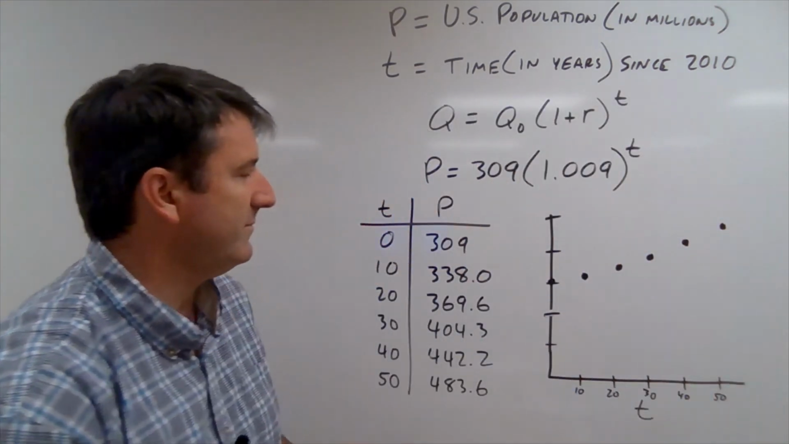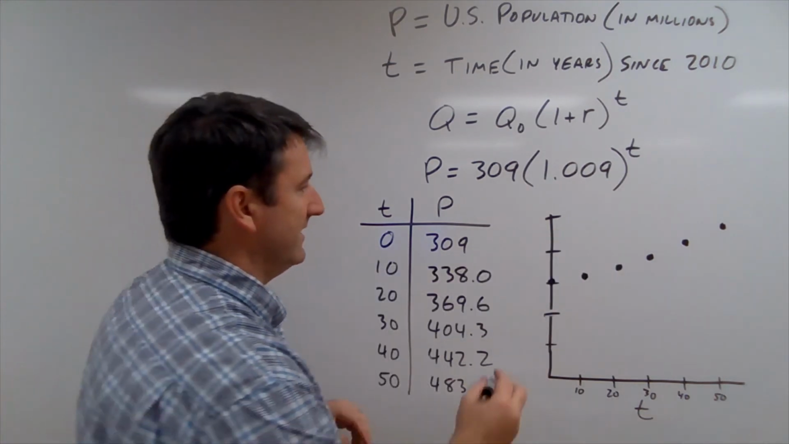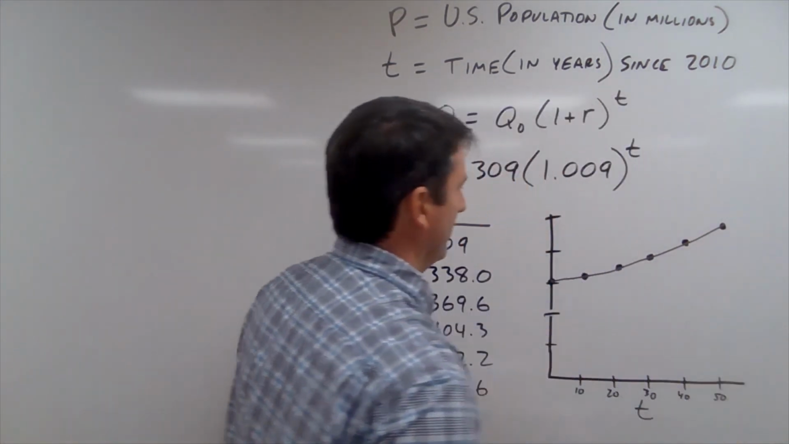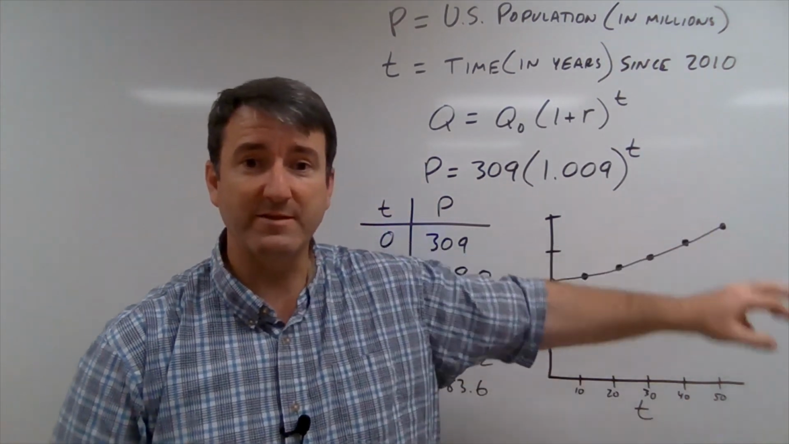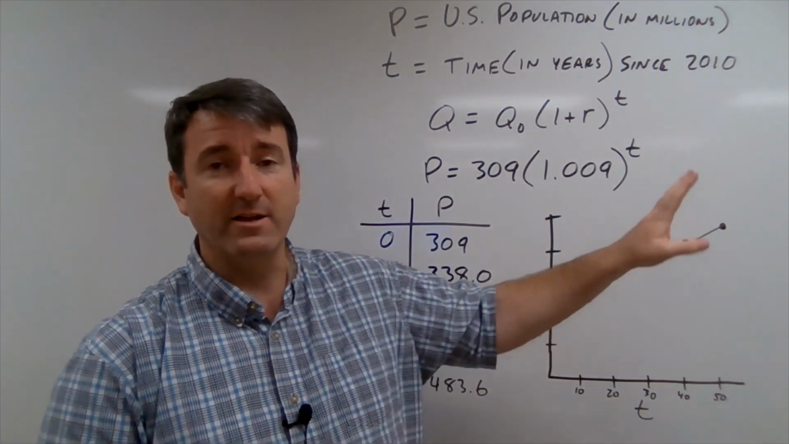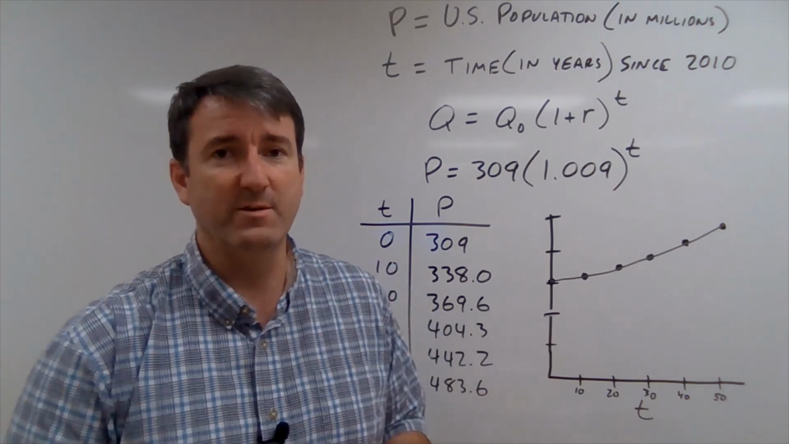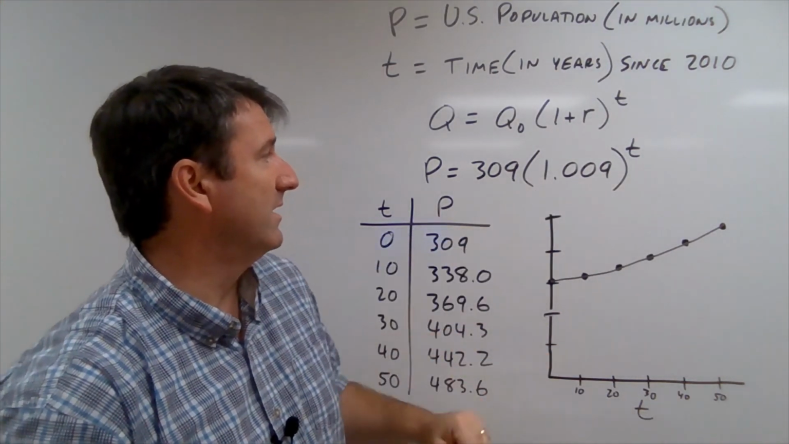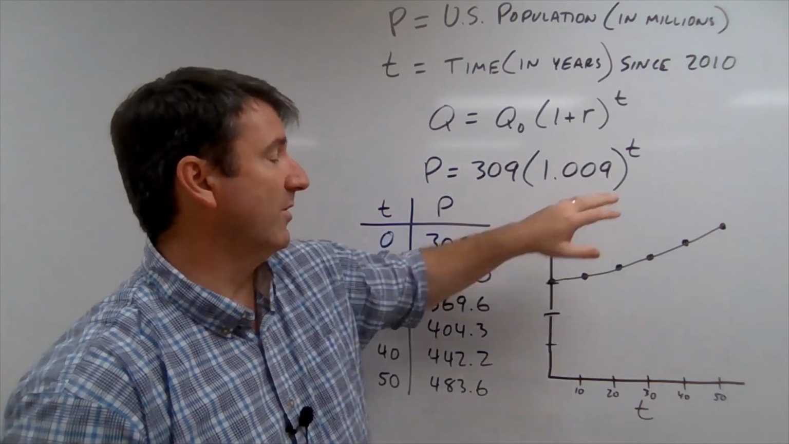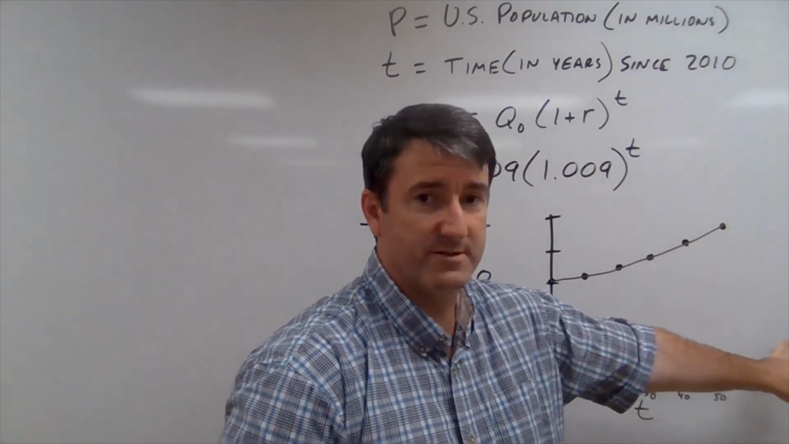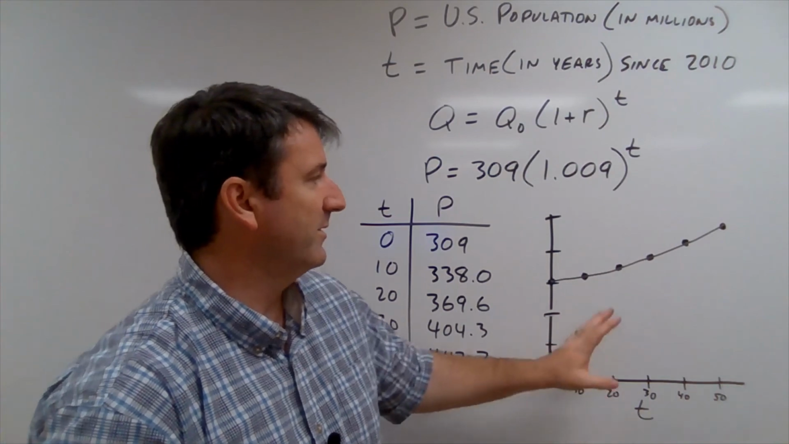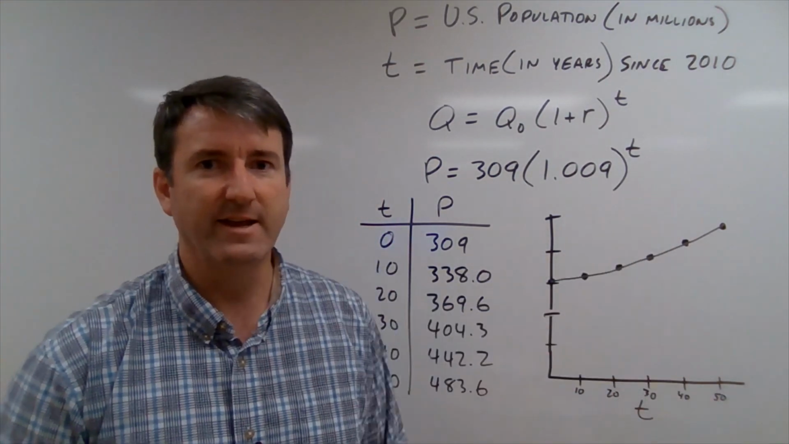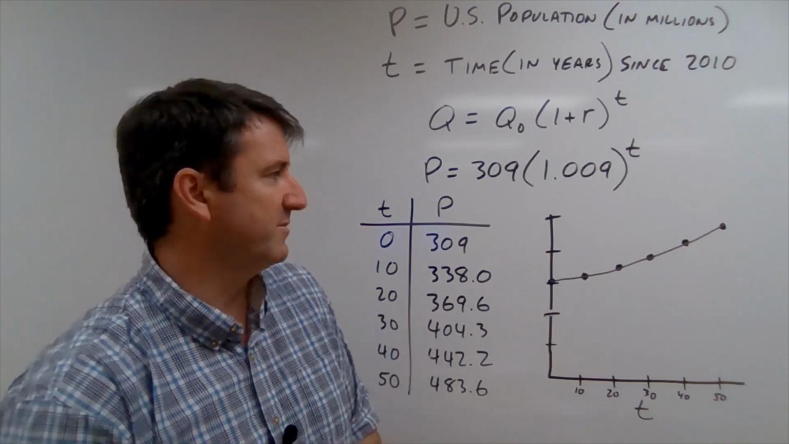All right. So we can start to see a little bit of a curve upward here. Now we haven't yet seen that characteristic L shape that we expect to see with exponential growth, and that's because this is a small growth rate, and it's only over 50 years. If we were to continue this out another 100 years, we'd start to see that L shape for an exponential curve.